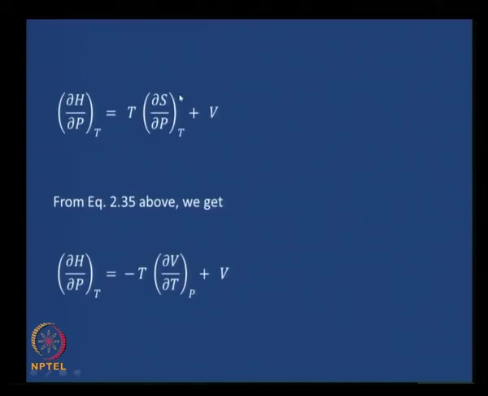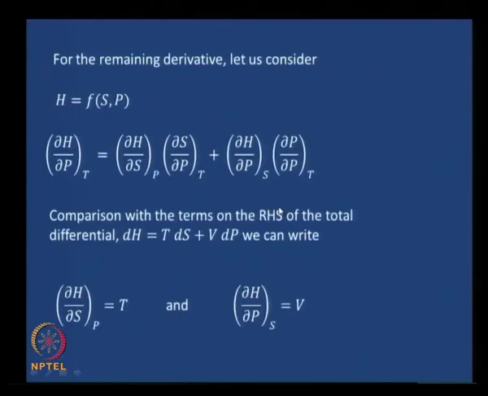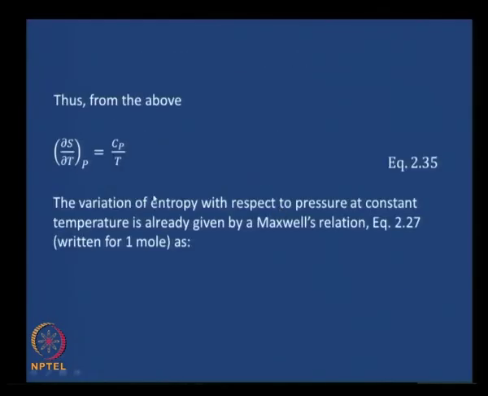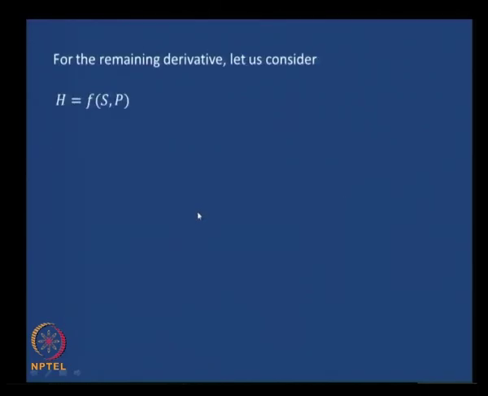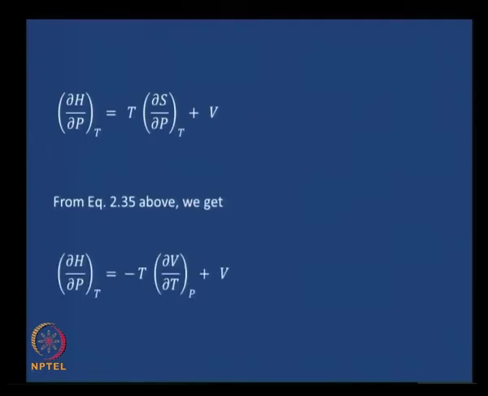This is still in terms of ∂S/∂P at constant T, and this is not completely in terms of easily measurable variables, but using the relationship for ∂S/∂P at constant T that we had given in equation 236 earlier, we can write ∂H/∂P at constant T equals minus T ∂V/∂T at constant P plus V. This is the other relationship which brings ∂H/∂P at constant T in terms of V, T and P. We will call this equation 237.